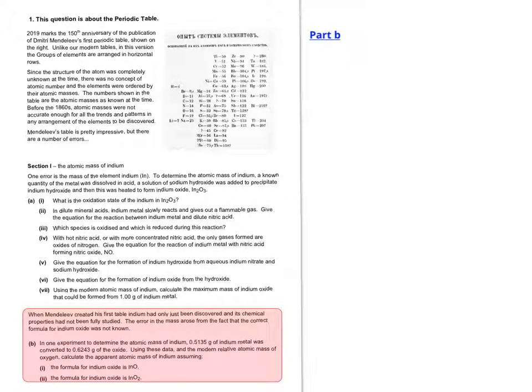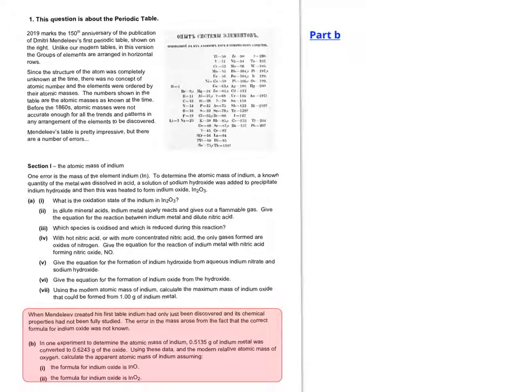So for part B, it mentions that Mendeleev created his first table at the time that indium had only just been discovered, and its chemical properties weren't fully known at that point. And the error in the mass that they mentioned earlier in the question came from the fact that the correct formula for indium oxide, In2O3, was not actually known at the time.